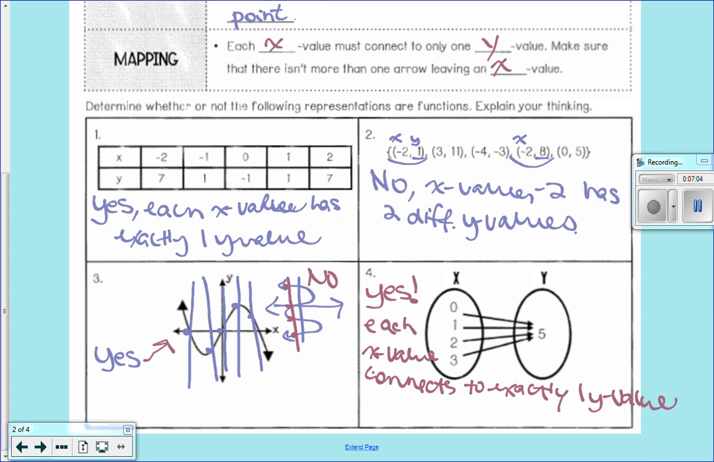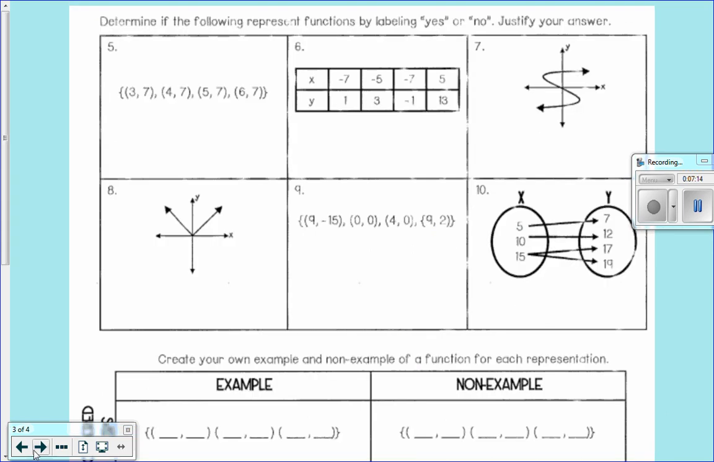Can there be more than one x value connecting? No. How many? Just one. Are we good? So turn it over. With your table, you're going to do 5 through 10, exactly what we just did together. You're going to put yes or no. Are they a function? I want to know why.